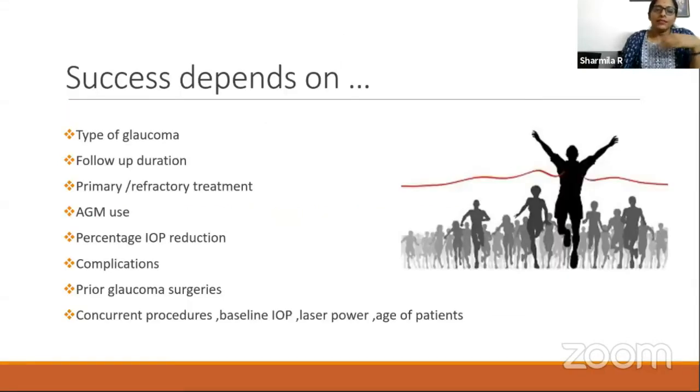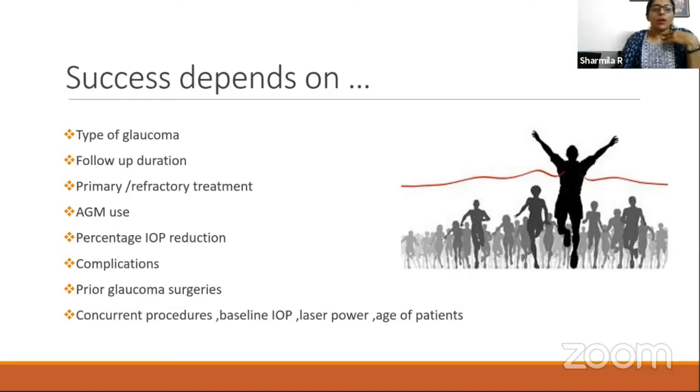Success again depends on multiple factors. It could depend upon the type of glaucoma we are treating and the follow-up duration. Some people follow up for 6 months and say that the success is good. Some people follow for 2 years and the success may not be as good. So we have to interpret each study with caution. It also depends on whether we are using it as a primary or a refractory treatment, and how they have defined success, whether total success, qualified success or complete success, and on the percentage of IOP reduction used in their studies. Many use less than 21 with only 20% reduction, 30% reduction, or 40% reduction. So based on that also the success may vary.